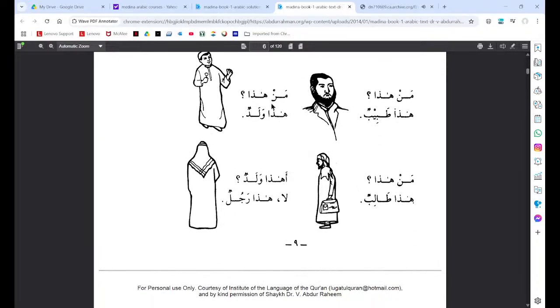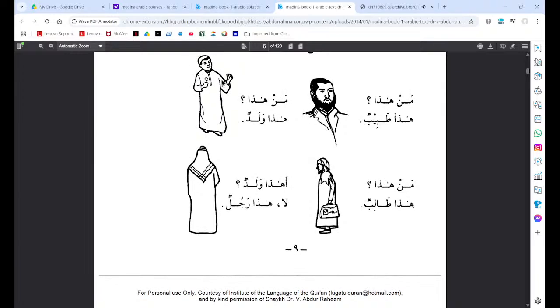Man hada? This looks like a boy. It looks like he has a candy or some kind. Hada waladun. So waladun, a boy. Tabibun, a doctor. Man hada? Here he has like a bag or a briefcase. So hopefully it's understood, or maybe this helps you. هذا طالب. طالب is a student. This is a student. هذا ولد.